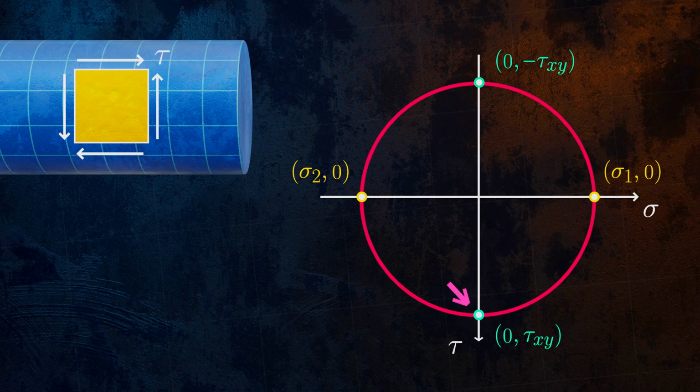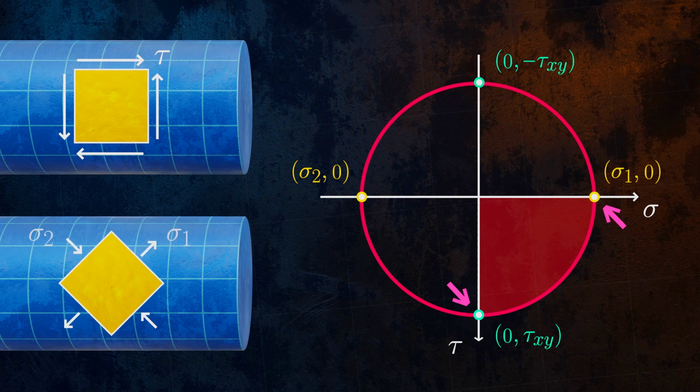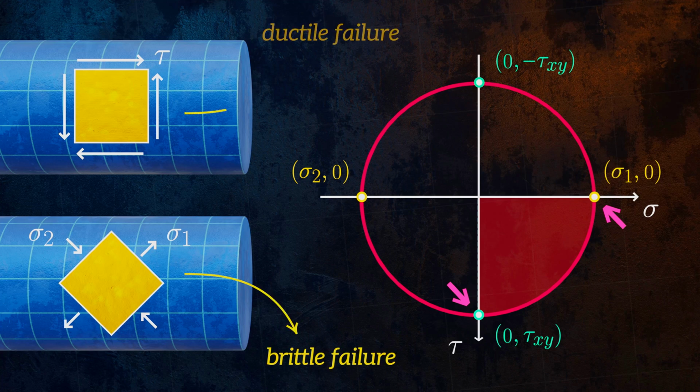There is a 90-degree angle on Mohr's circle between maximum shear stress and maximum normal stress, which means that normal stresses are at a maximum when our stress element is rotated by an angle of 45 degrees. This explains why brittle and ductile materials fail in different ways due to pure torsion.